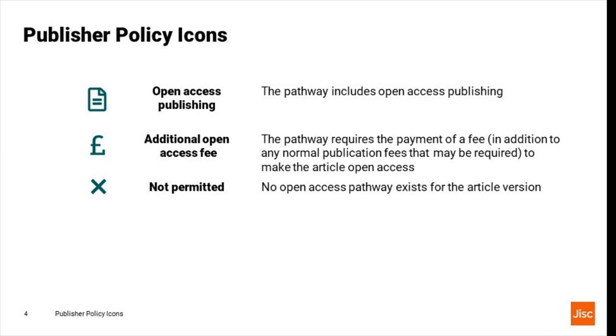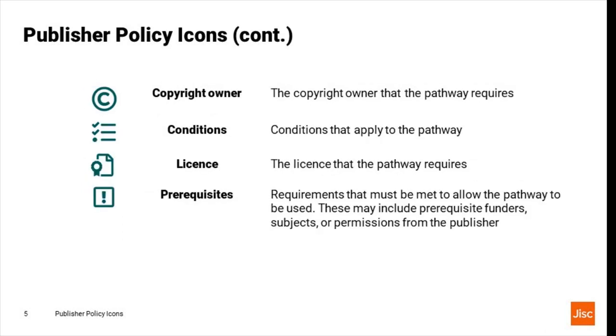The publisher policy icons represent properties within different pathways that allow documents to be published open access. This section will explain the property that each icon represents. Open access publishing is represented by the document icon. This icon indicates that the pathway includes open access publishing. The pound icon indicates that there is an additional open access fee required in addition to the normal publication fees that may be required to make the document open access. The cross icon indicates that no open access pathway exists for the article version.